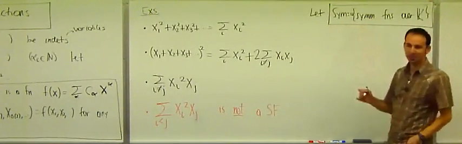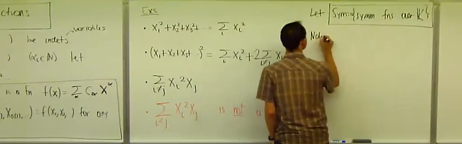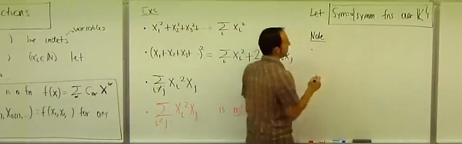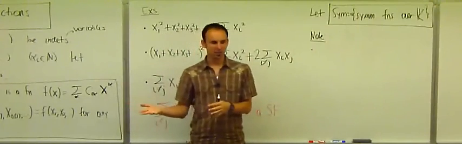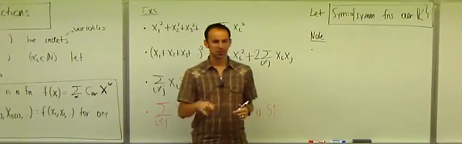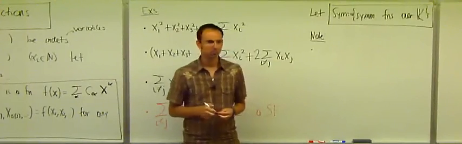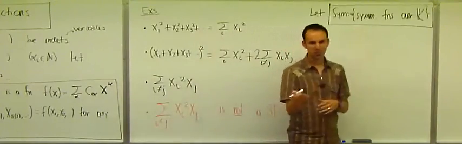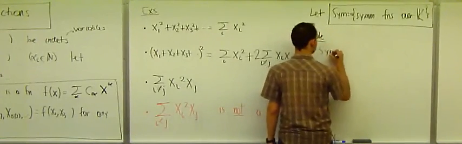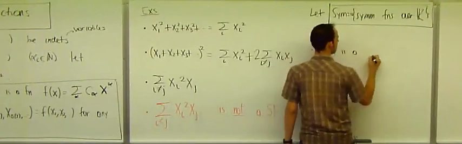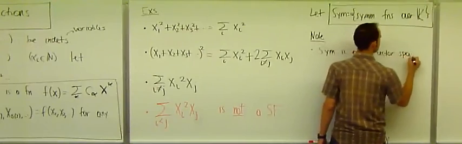Is this a vector space? Being a vector space means that you can add things and you stay in here, you can subtract things and you stay in here, you can multiply by scalars and you stay in there. And all of these things work, right? This space is closed under addition, subtraction, and multiplying by scalars. So Sym is a vector space over K.